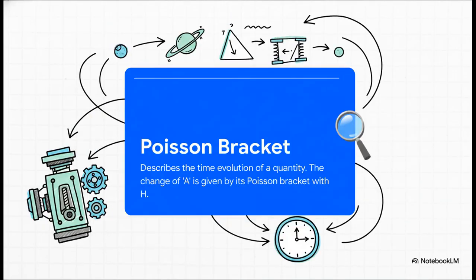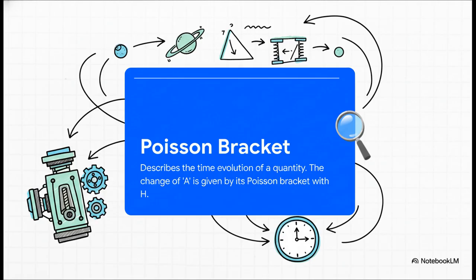Well, the answer lies in this really elegant piece of mathematics called the Poisson bracket. Think of it like this. It's a special operation that tells you how any property of your system, position, momentum, you name it, changes over time. If you want to know how something evolves, you just take its Poisson bracket with the Hamiltonian, the total energy.